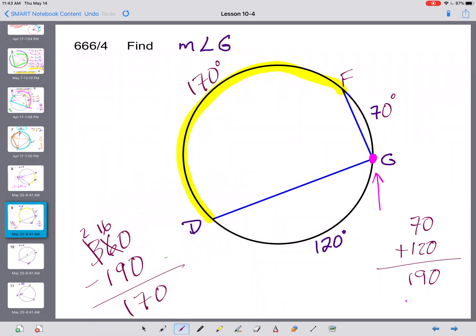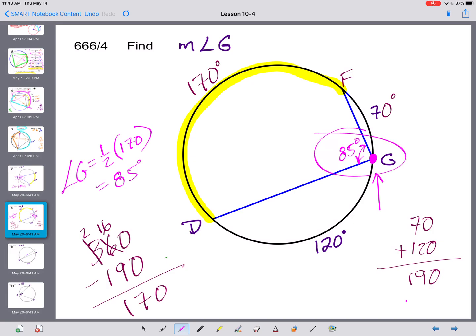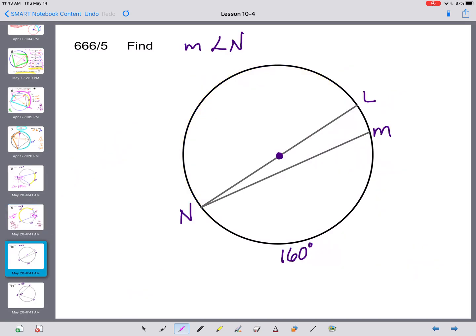Hey, the angle we're looking for right here. There it is. Oh, yeah. It's half of the arc. Here it is. Angle G is going to be 1/2 of 170. What's that, 85? There it is. 85 degrees. Boom, done with that one. Okay, number 5, are we going to? Yeah, there it is.